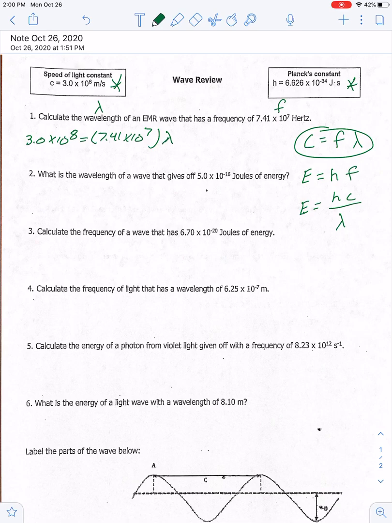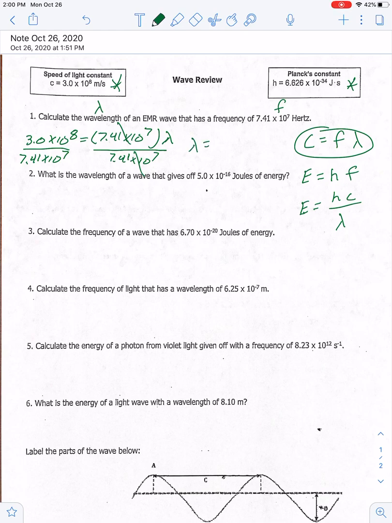Okay, so I need to get lambda by itself. So this is just algebra now. So for me to do that, I need to divide both sides by 7.41 times 10 to the 7th. So that way these two cancel out. And then we're going to bring it over here. So we're going to divide the speed of light by 7.41 times 10 to the 7th. Okay, so we put that in our calculator.